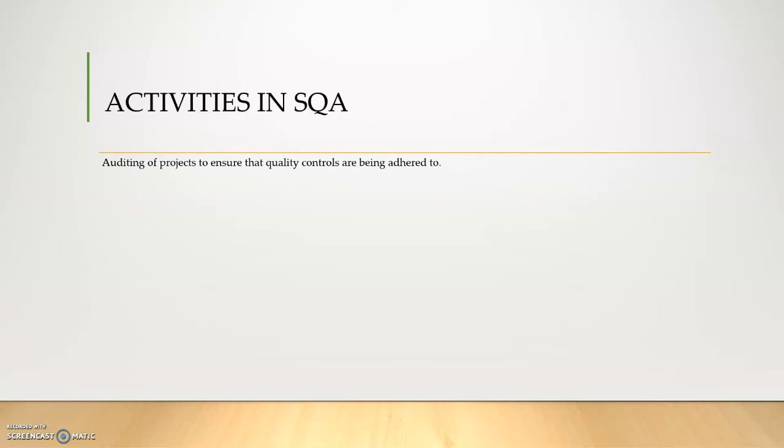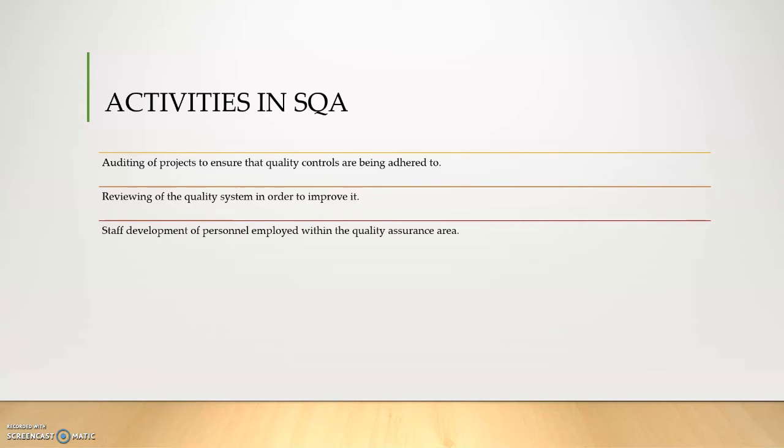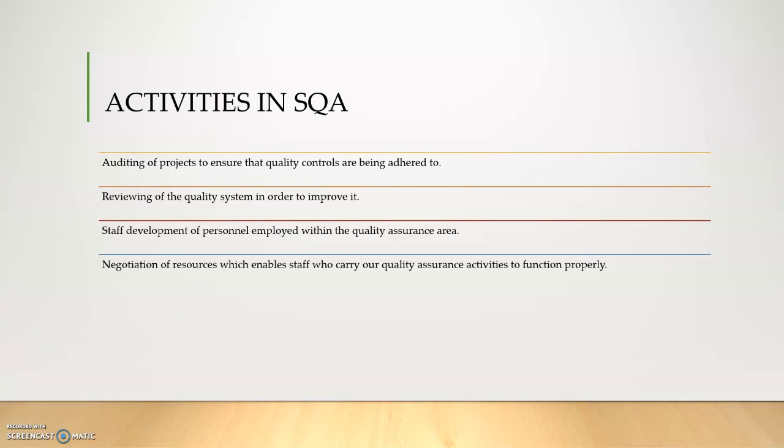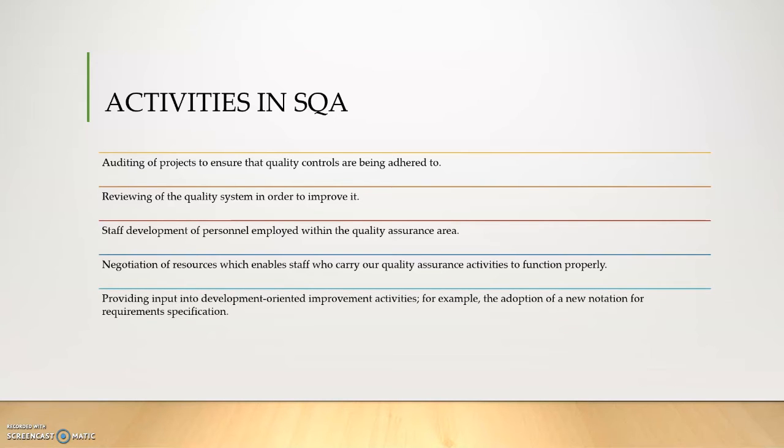One of the activities in SQA is auditing of projects to ensure that quality controls are adhered to, reviewing the quality system, staff development of personnel employed within the quality assurance area, negotiation of resources which enable staff who carry out quality assurance activity to function properly, providing input into development-oriented improvement activities, like for example, the adoption of a new notation for requirement specification, and development of standards, procedures, and guidelines. These are the activities in SQA that the QA team needs to adhere to.